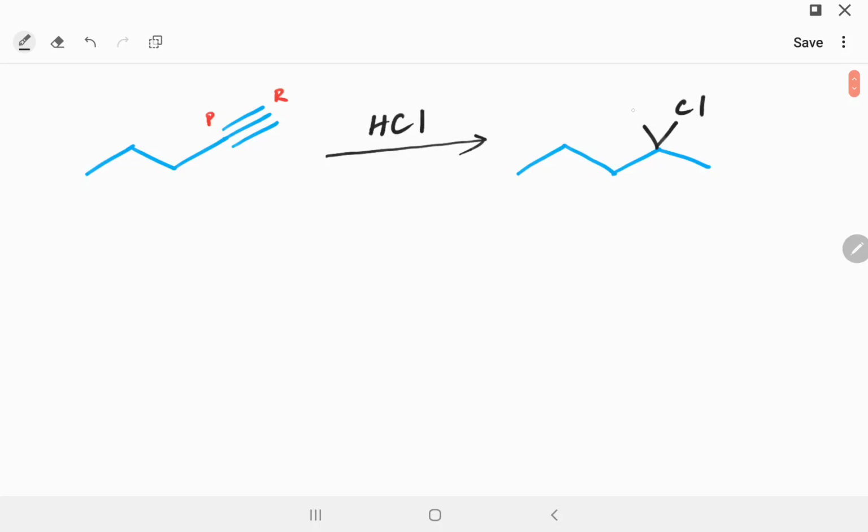This carbon will have two chlorines. This is how it happens. The addition of protic acids will happen according to Markovnikov's rule.